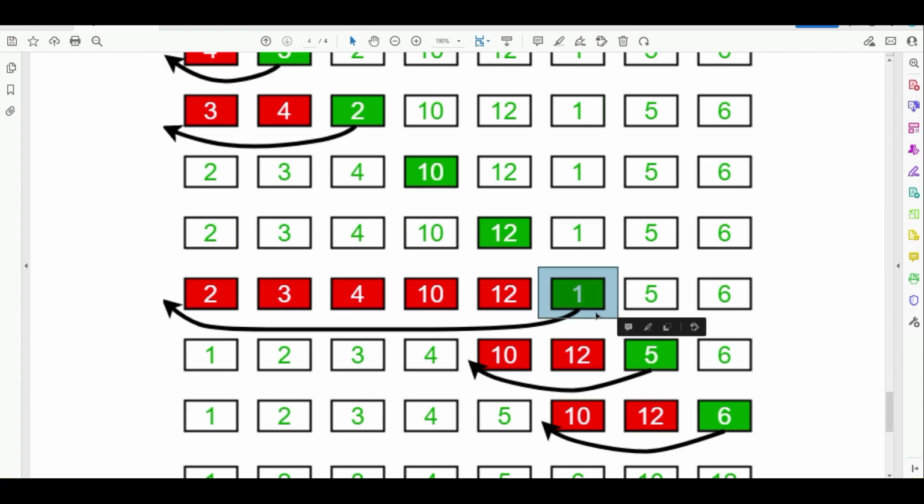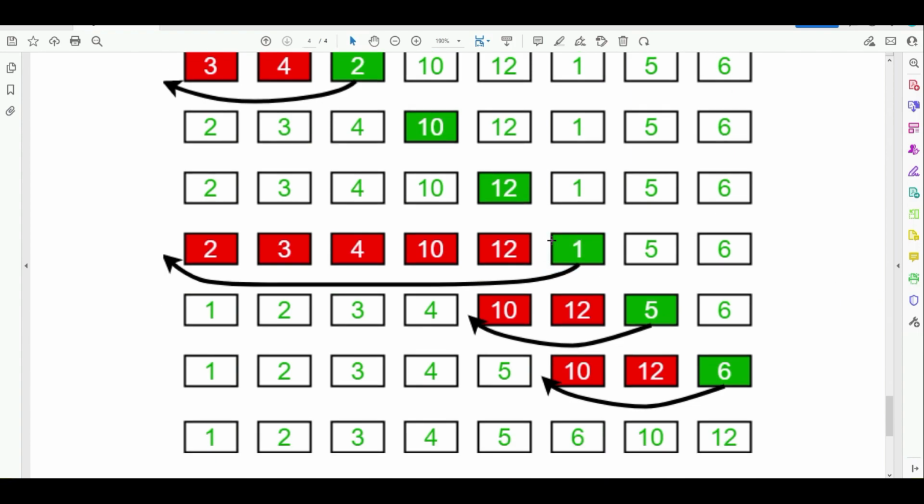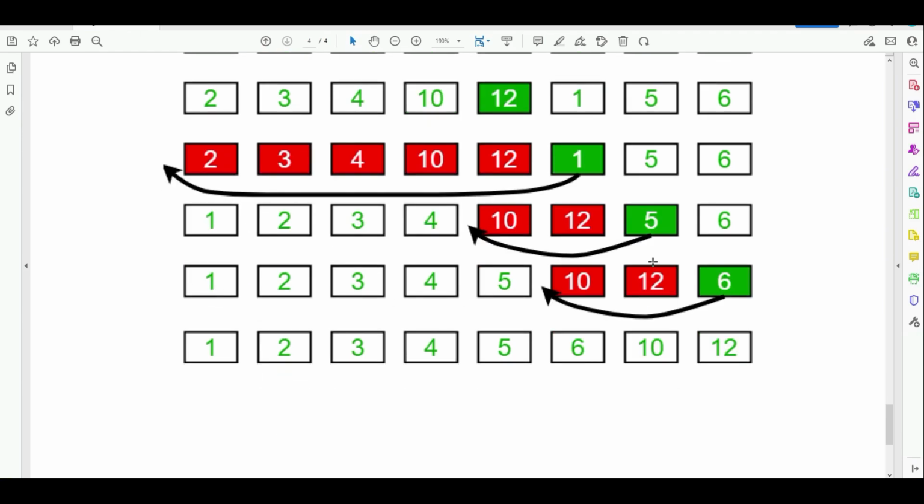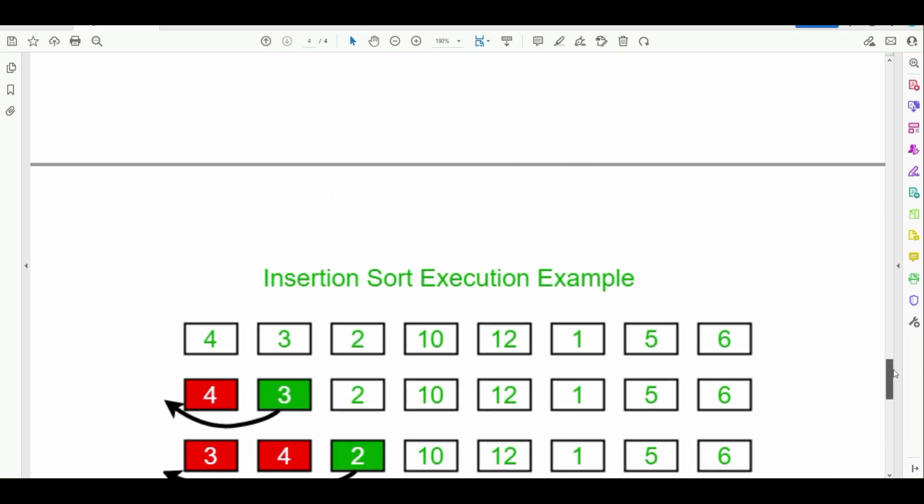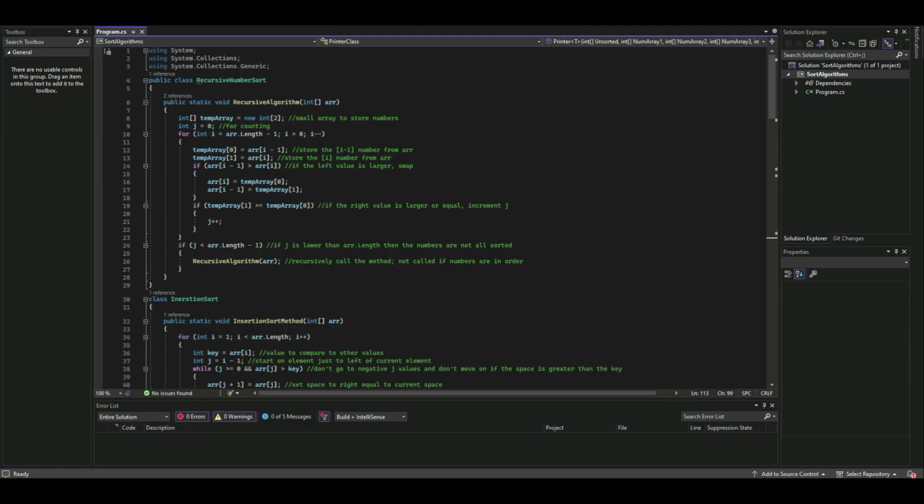Then we have this 1 here, and we compare it to each of these, and it's less than each of those, so we end up bringing it all the way to the end here. Then we have this 5, and we see that it's less than 12 and it's less than 10, so we insert it right there. Then we do the same thing for 6, and we finally end up with all of this sorted like that. And so we can look at this a little more concretely.